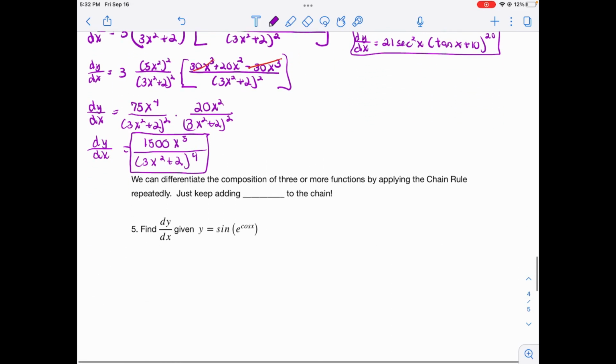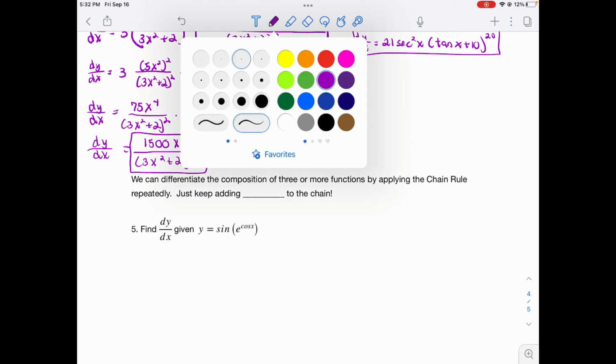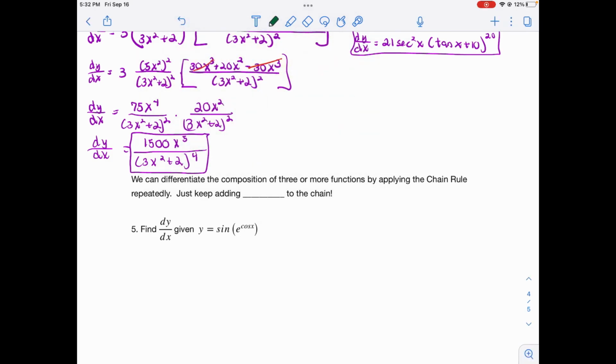Now, notice I've only used the chain rule once, but the neat thing about the chain rule is that you can use it multiple times. You can embed functions inside of functions inside of functions, and you just keep adding links to your chain. So when we differentiate a composite of 3 or more functions by applying the chain rule repeatedly, we just keep adding links in the chain. This is most easily seen with version 2 of the chain rule. You can do it with version 1 as well. You have to really watch your steps.